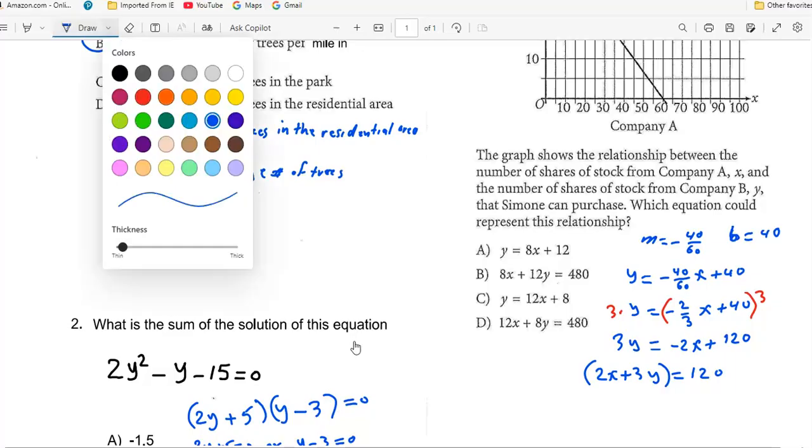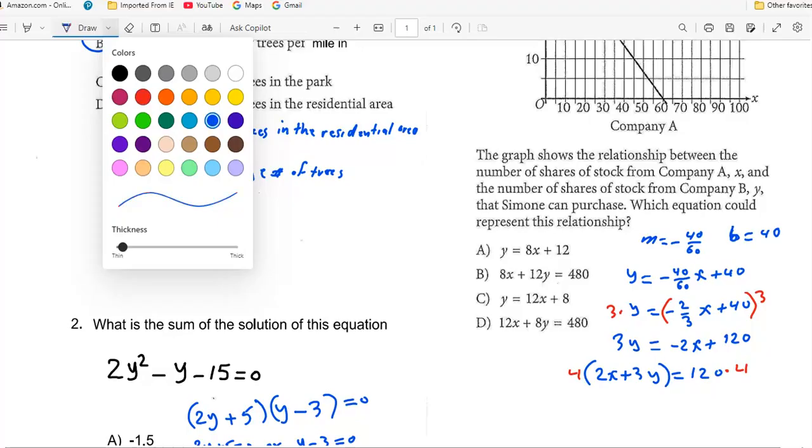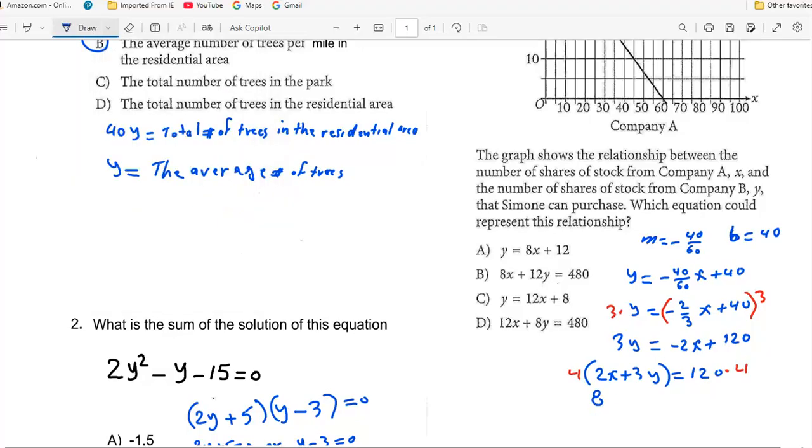Let's use another color so you can see it. I'm going to multiply here by 4, multiply here by 4. So using the distributive property, 4 times 2x is 8x, 4 times 3y is 12y, and 4 times 120 is 480, and that will be choice B. And I think that's it for that video.